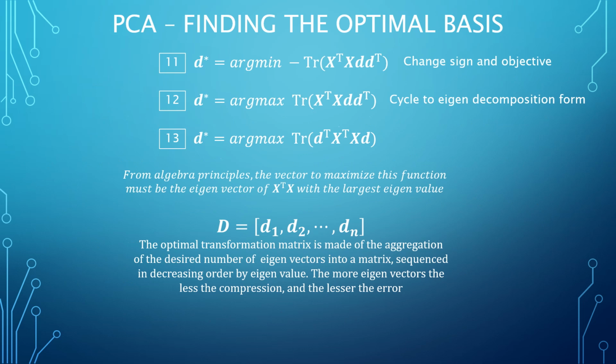Finally, using the cyclic property of the trace once more, the format can be changed to have the composite transformation x transpose by x bracketed by d transpose and d. Since this follows the basic scheme of the definition of the eigenvector decomposition, we know the solution for the d vector that maximizes the expression is the eigenvector of x transpose by x, which is characterized by the largest eigenvalue.